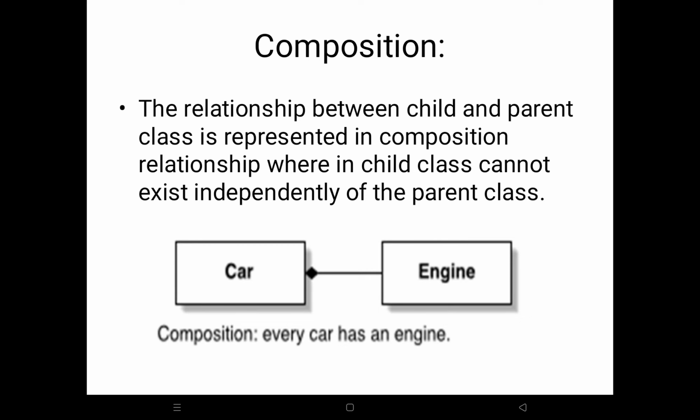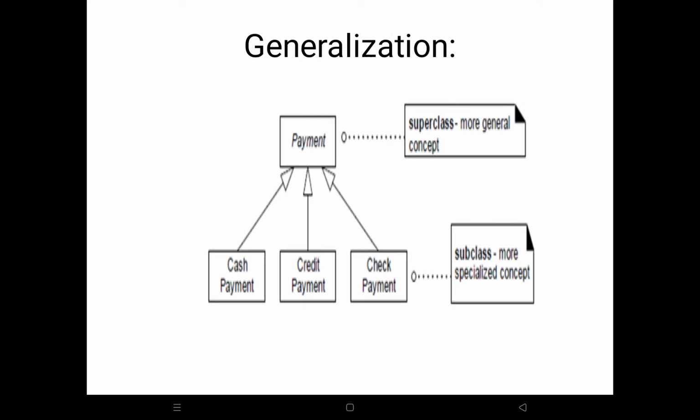The child class cannot exist independently of the parent class is called composition, right? Every car has an engine. Without an engine there is no meaning for a car. Without a car, what is the meaning for an engine? So they are dependent. The engine depends on the car and the car depends on the engine. This is called the composition relationship.